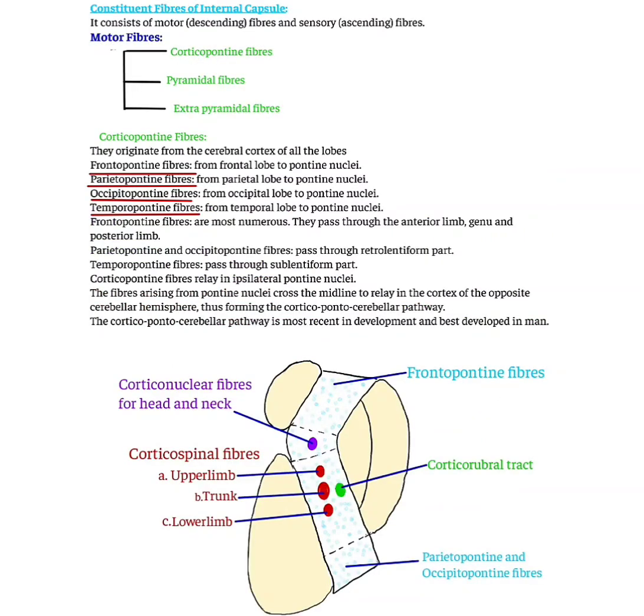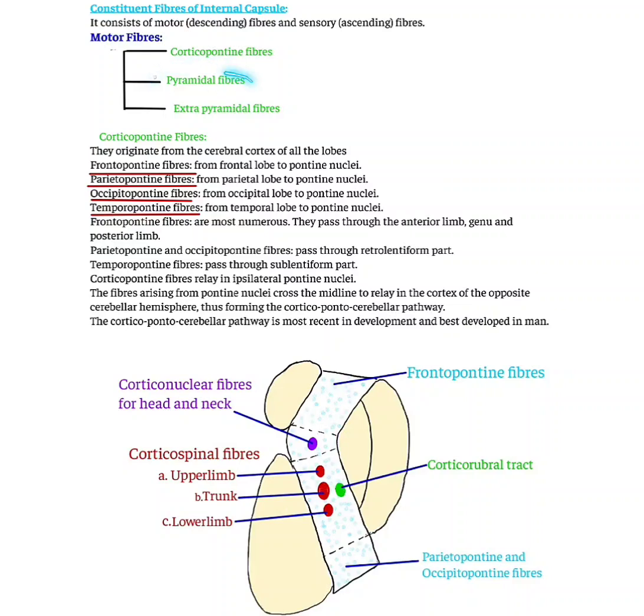Motor fibers include corticopontine fibers, pyramidal fibers, extrapyramidal fibers. Pyramidal fibers include corticonuclear fibers and corticospinal fibers. Corticopontine fibers include frontopontine fibers, parietopontine fibers, occipitopontine fibers, temporopontine fibers. Frontopontine fibers pass through the anterior limb, genu, and the posterior limb. Parietopontine and occipitopontine fibers pass through the retrolentiform part. Temporopontine fibers pass through the sublentiform part.